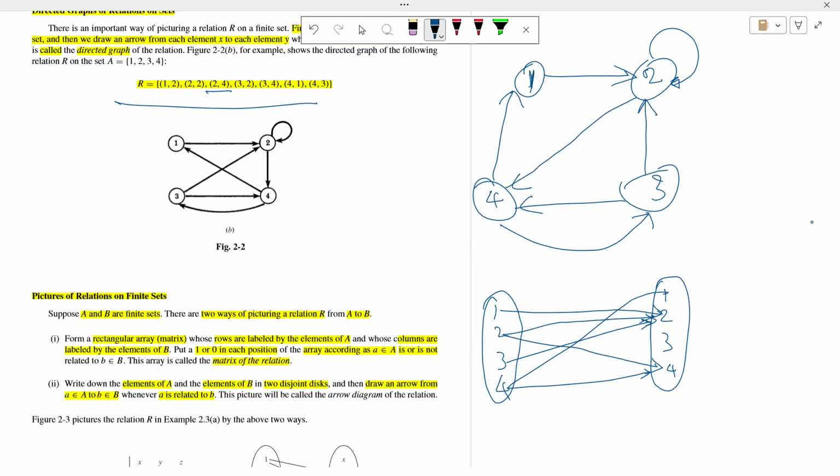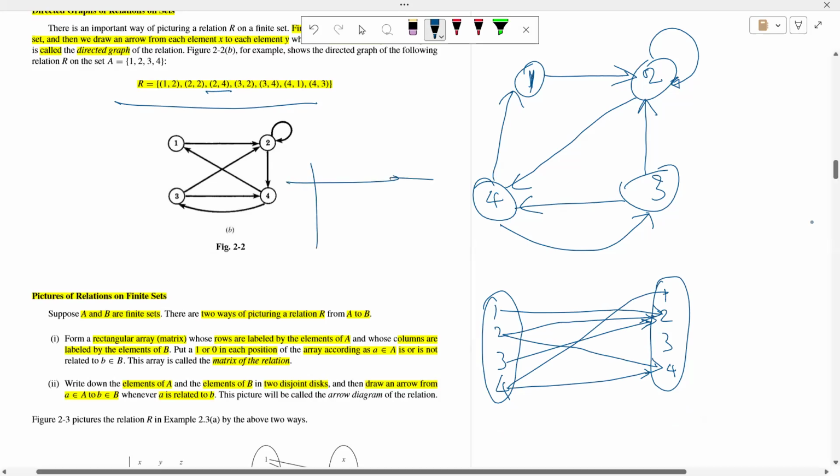Another way of representation is matrix representation. Matrix representation means you write the columns as all the elements 1, 2, 3, 4. Also, you write 1, 2, 3, 4 as rows, right? From here, what will happen? We are using 0 and 1. 0 means there is nothing, there is no relation with that pair. 1 means they have a relation with that pair. So 1 comma 2 means the first pair is 1 comma 2. I'm thinking first element this one, second element this one, right?